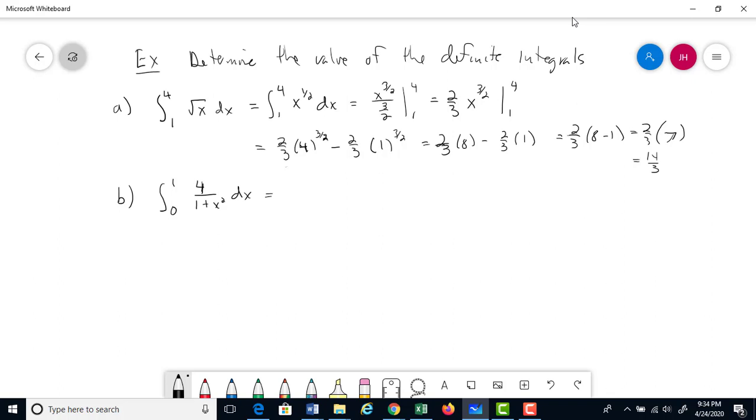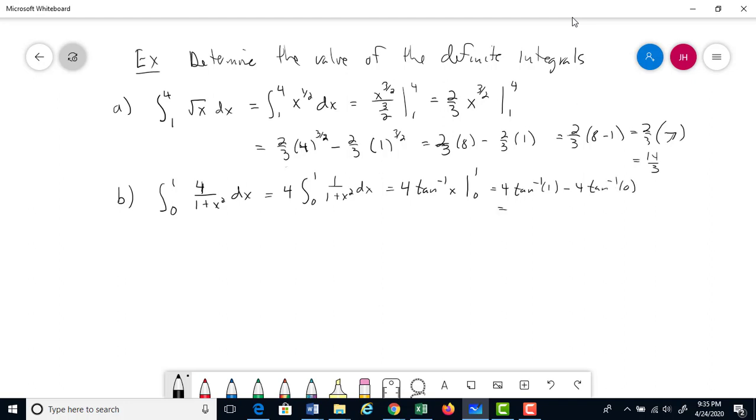All right. So first things first, I can pull out that 4. And now I know the antiderivative of 1 over 1 plus x squared is your tangent inverse. So this is 4 tangent inverse of x, evaluated from 0 to 1. So this is 4 tangent inverse of 1 minus 4 tangent inverse of 0.